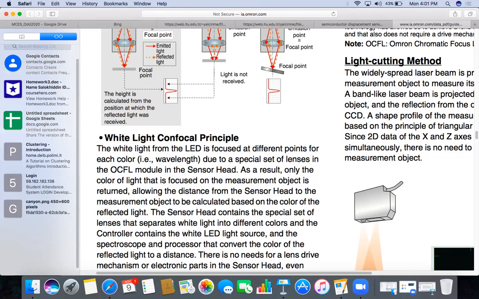The sensor head contains the special set of lenses that separates the white light into the different colors, and the controller contains the white LED light source and the spectroscope and processor that converts the color of the reflected light to a distance. There is no need for a lens, drive mechanism, or electronic parts in the sensor head.